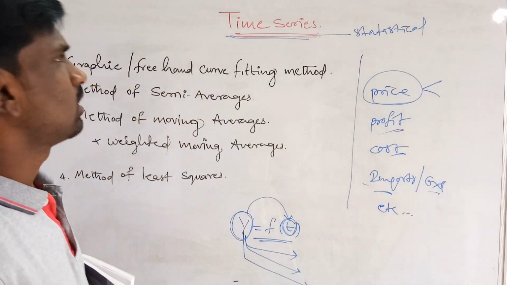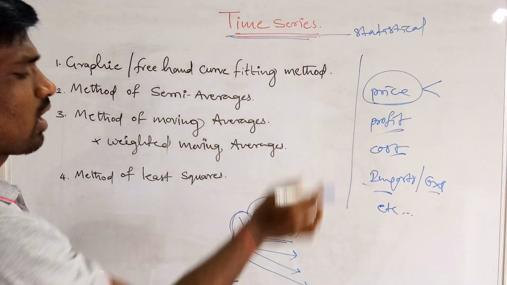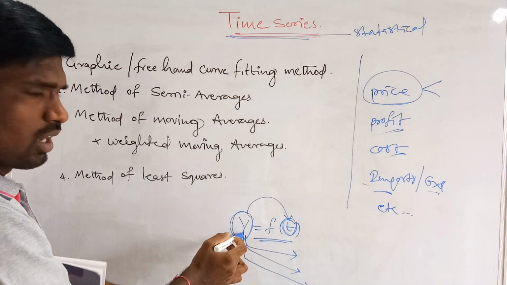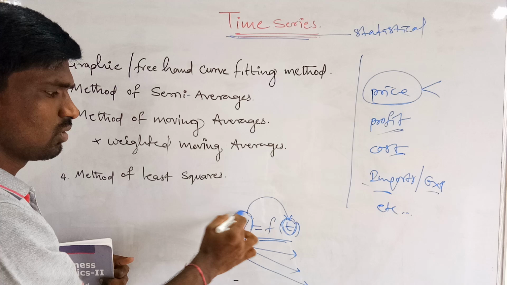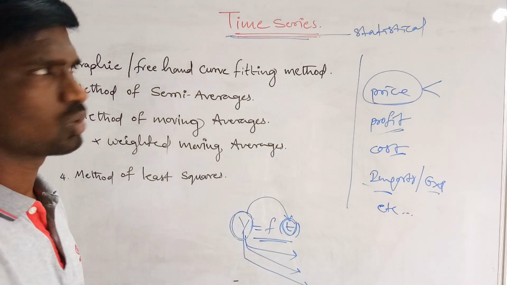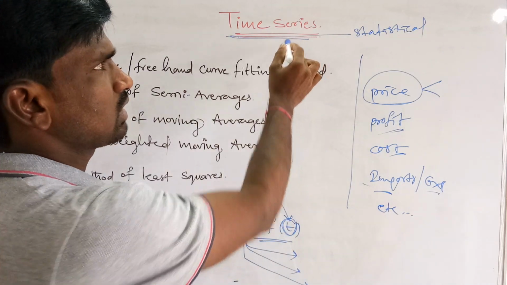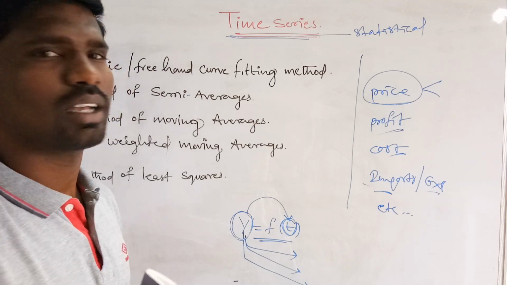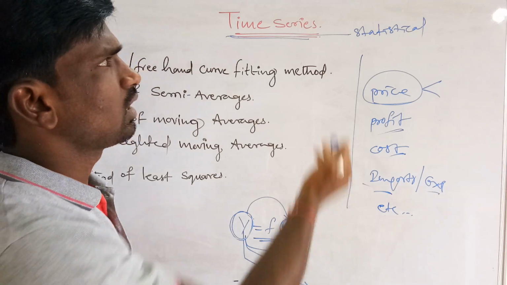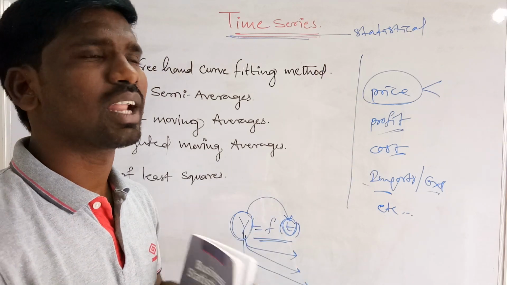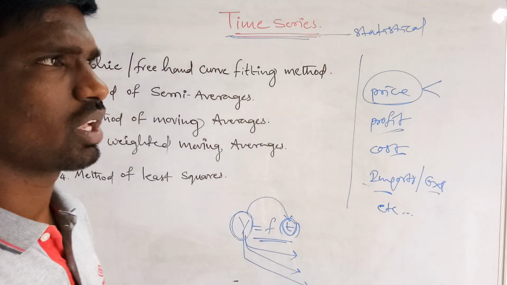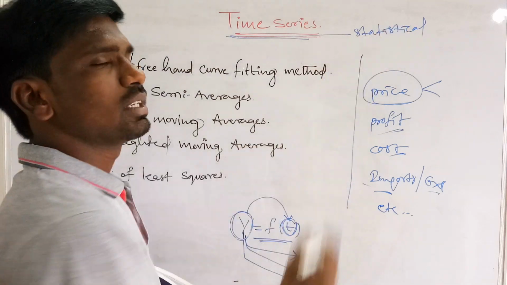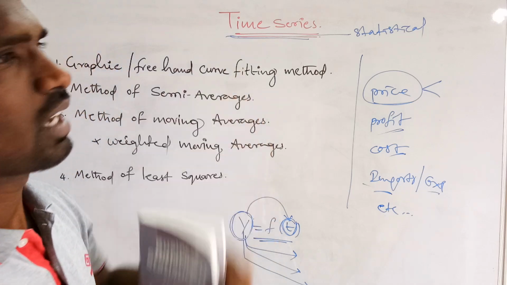Okay, this is time series analysis. We have to predict the values of a variable at a particular time. That is why we say time series is a statistical technique that we can use to analyze time-based data. It's called a time series.